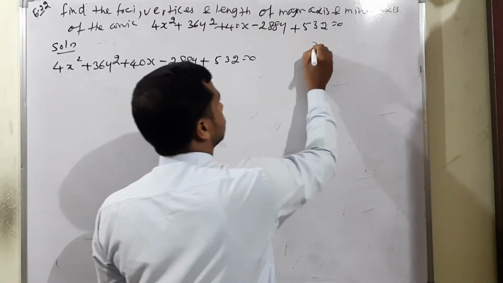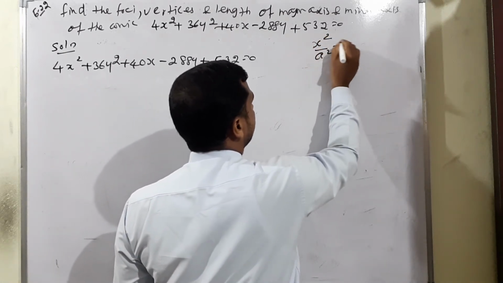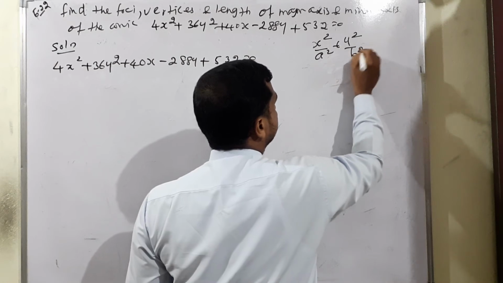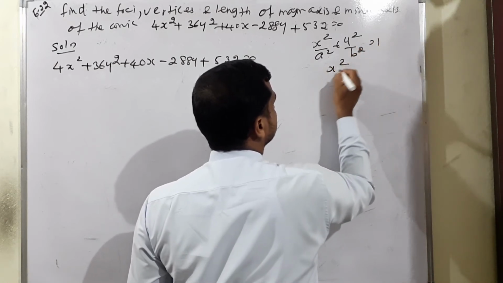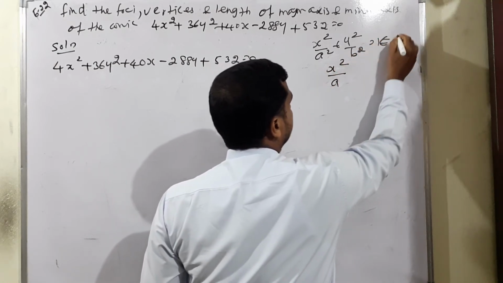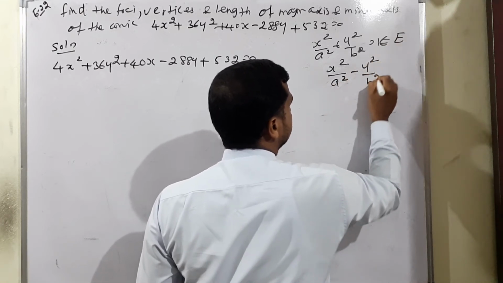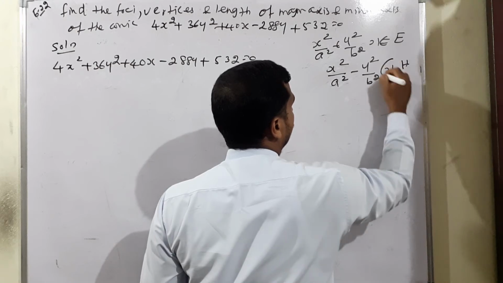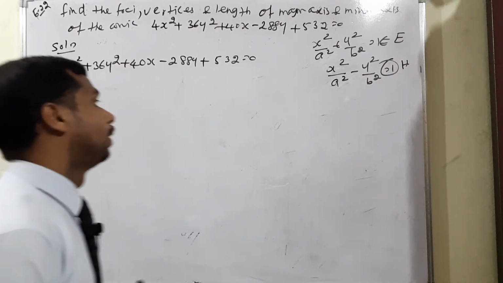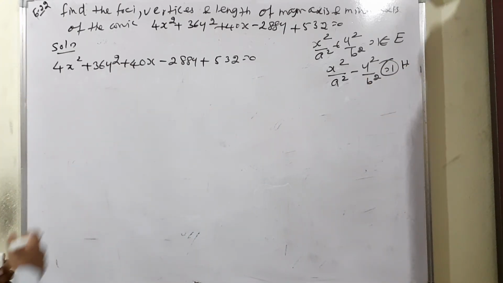What is the meaning of ellipse? x²/a² + y²/b² = 1. This is called an ellipse. Hyperbola means minus y²/b². That is called a hyperbola. So we have to find out which one.